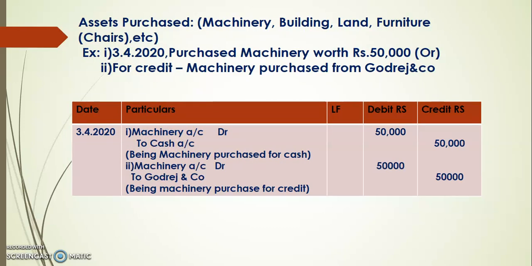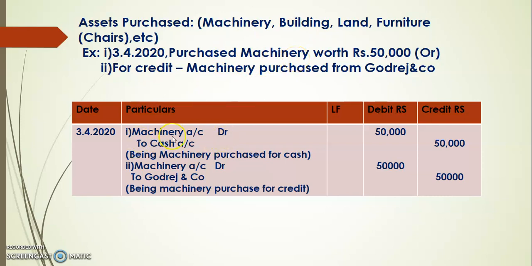Okay. So, next one, assets purchased. So assets means machinery, building, land, furniture, like anything. So purchased machinery worth rupees 50,000. So this is the cash purchase. So here purchased machinery. So what I already said, if the assets are purchased, we have to debit the particular asset account. So here the asset is machinery.